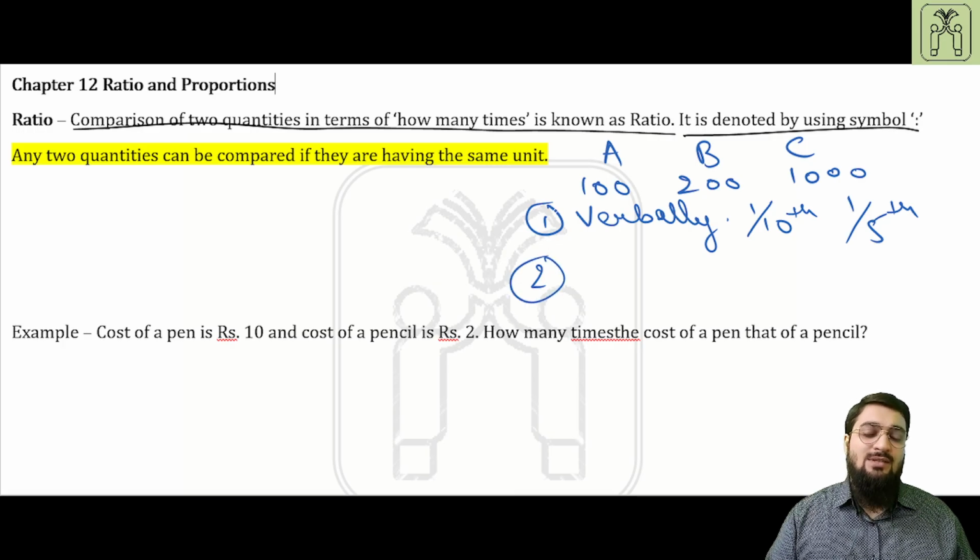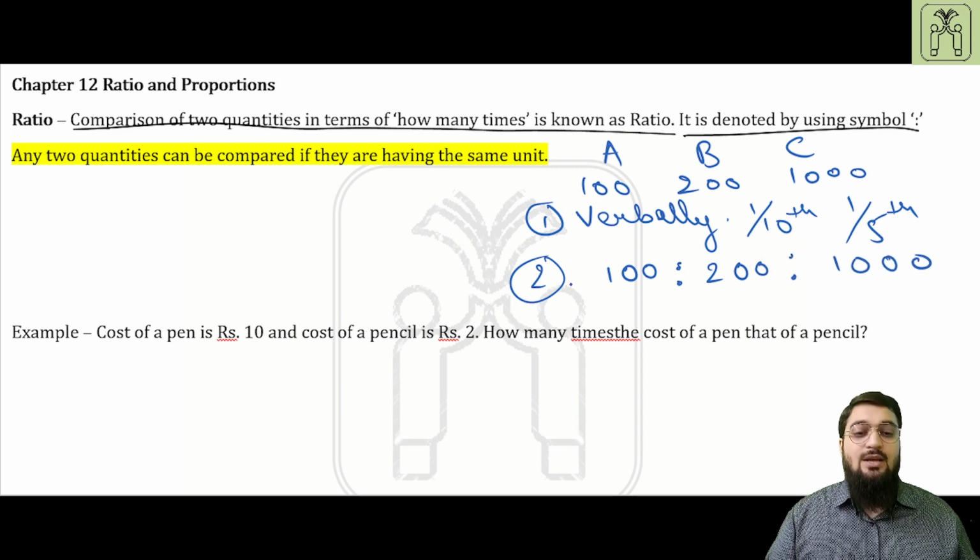This verbal comparison can be written in a mathematical form, and how is that done? Very simple steps. The first step is that you write the various numbers which are given to you for comparison and put a colon in between. Then you write 200, then a colon, and you write 1000. After that, you have to take the highest common factor. You can do that in one step, two steps, three steps, and so on. And then you have to divide all three of them by that.